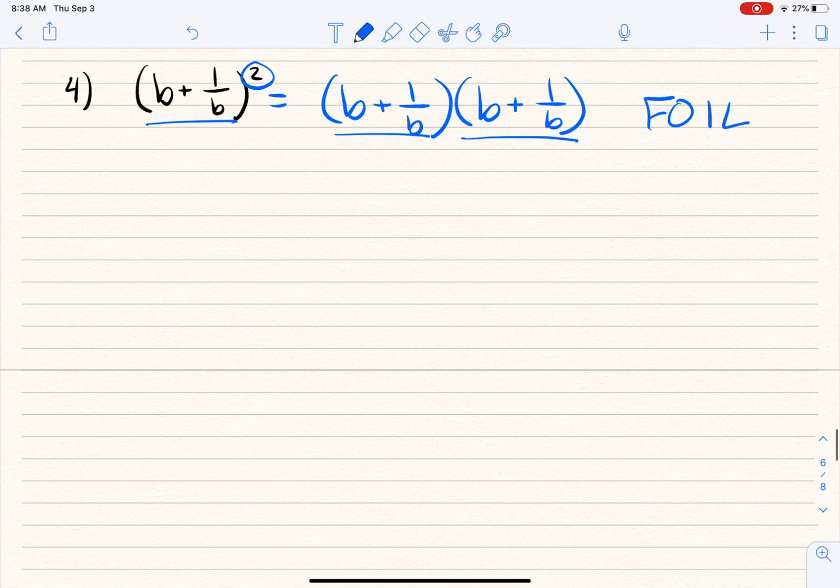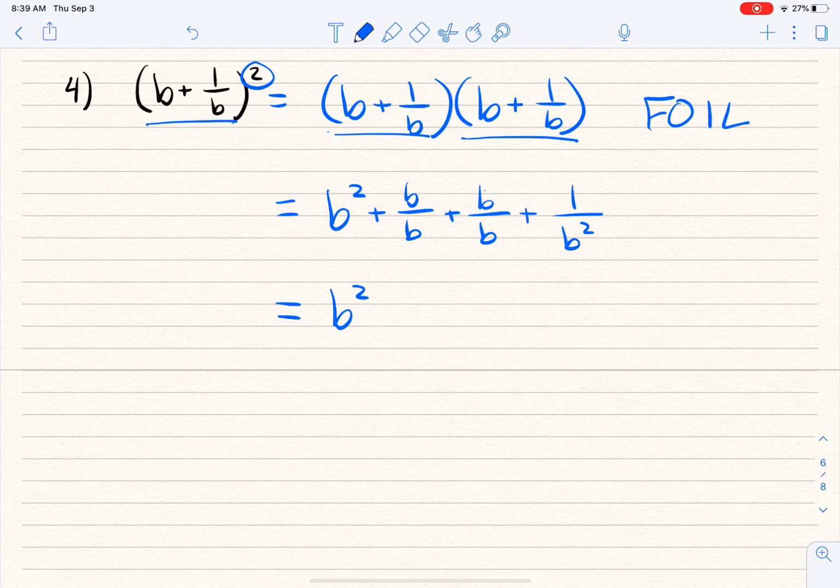All right. So say first, b times b, b squared. Outer, b times 1 over b. Well, that's just going to be b over b. Inner, 1 over b times b, again, b over b. And then last, 1 over b times 1 over b is going to be 1 over b squared. So let's take a look at this. We'll have b squared plus b over b is just 1, and b over b is just 1. So that's 2 plus 1 over b squared. And that's our final answer.